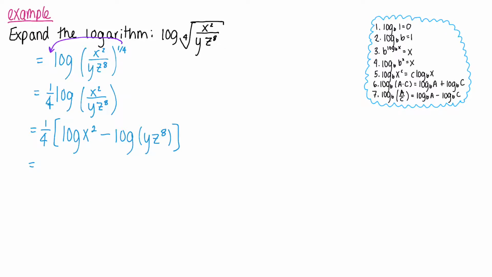Our next step here is breaking up this guy. We have to be careful because there is a minus sign right here. So once again, parentheses will be very important. So we have 1/4 log x squared minus, and then we'll do parentheses because we're going to split this up. So log y plus log of z raised to the 8th. We're going to do a little simplifying here. So I'm going to distribute this negative sign to begin with.